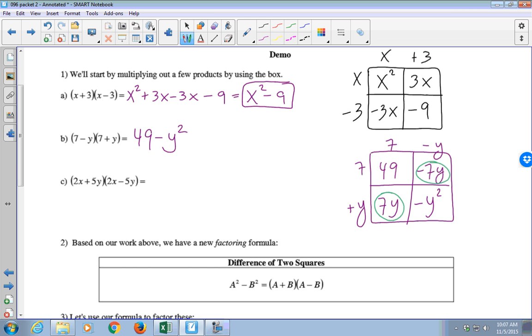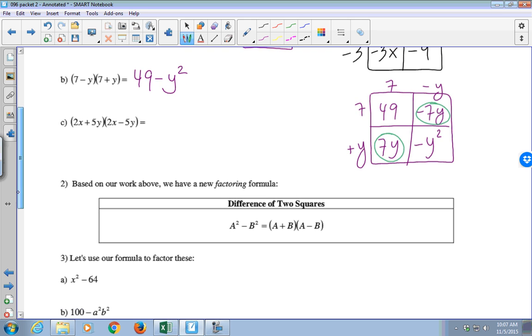All right, let's do one more. 2x plus 5y and 2x minus 5y. I'll make a little tiny 2 by 2 box here. 2x plus 5y, 2x minus 5y. And then I fill in the boxes. 2x times 2x is, great, 4x squared. 2x times 5y is 10xy. Negative 5y times 2x is negative 10xy. And negative 5y times positive 5y is negative 25y squared.